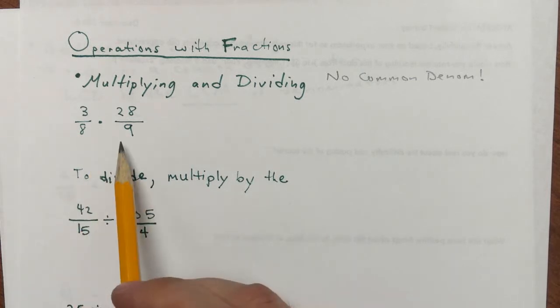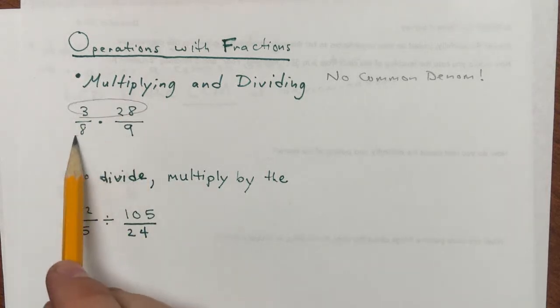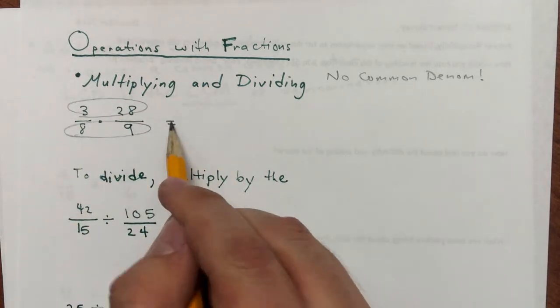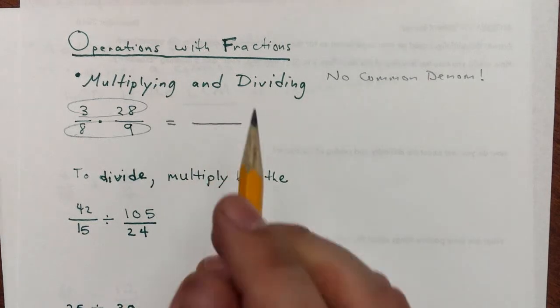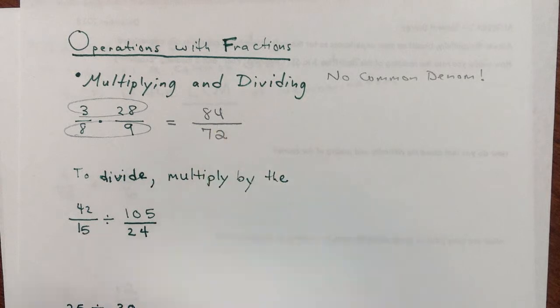If I want to multiply two fractions, understand what you're going to do is multiply straight across. So when I'm multiplying this, I will have 3 times 28. 3 times 28 is 84. 8 times 9 is 72.